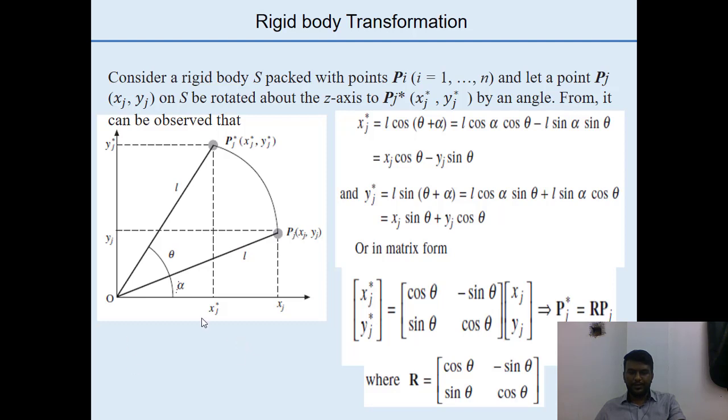Here R is the rotation matrix. Here you can see cos theta, minus sin theta, sin theta, cos theta, and the rotation is about the z-axis. The z-axis is coming out of the board, out of the paper, in the z direction. So we are rotating about the z direction, right? This is the rotation matrix about the z direction in two-dimensional space.